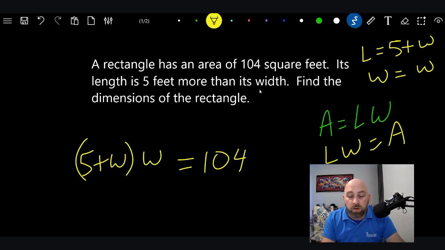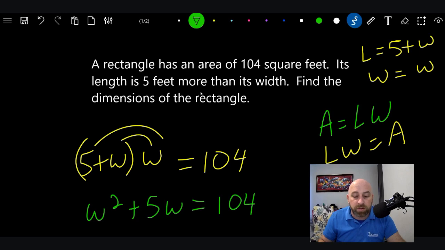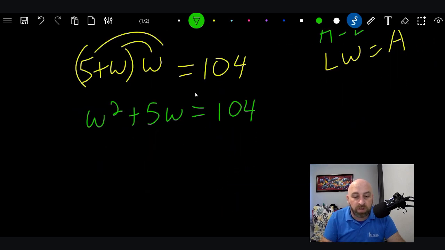Now, one way that we can do this is we can distribute this. I know I kind of wrote it backwards to distribute, but it's fine. So what do we get? W times W is W squared, plus 5W equals 104. I distributed that through. Yeah, I distributed backwards. I understand that, but I still distributed it through.